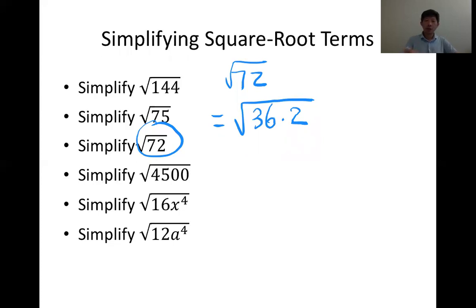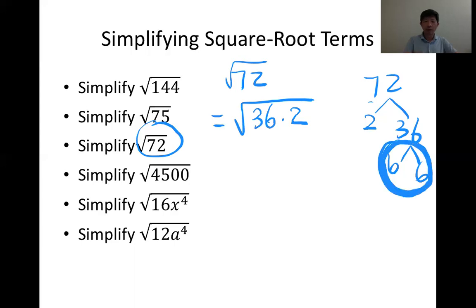Now, if you don't know how to do this, you can still use a factorization method: 72 divided by 2 is 36. And 36, I know, is 6 and 6, right? Because I need to know one number times itself, then I can simplify. So 36 is 6 squared, times 2. Now, why do I need to find this? Because if I find any square, then I can simplify this, right?